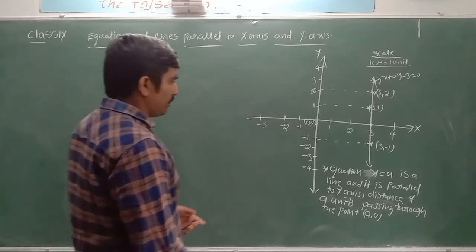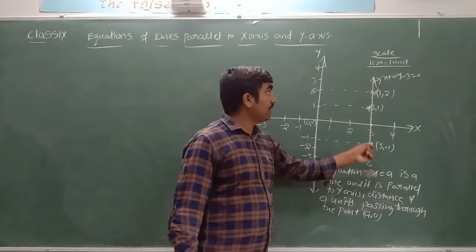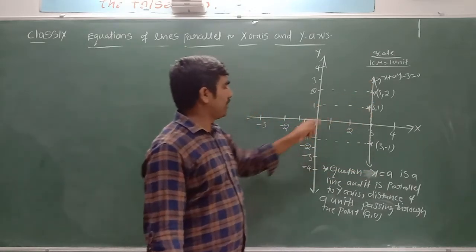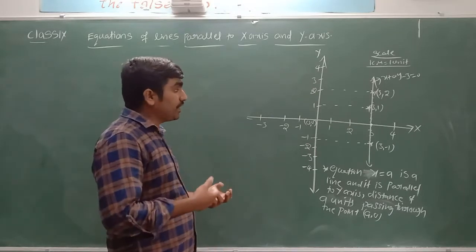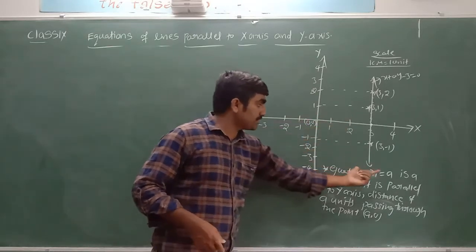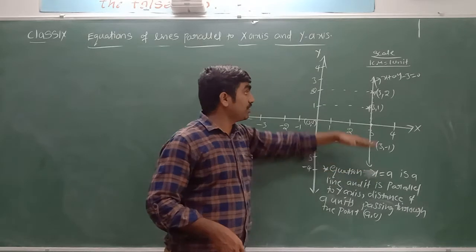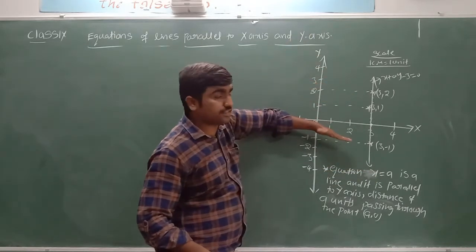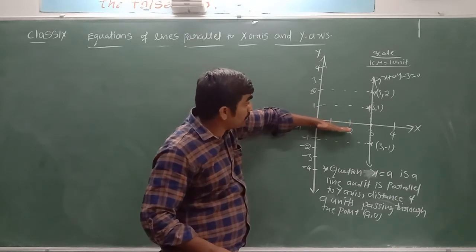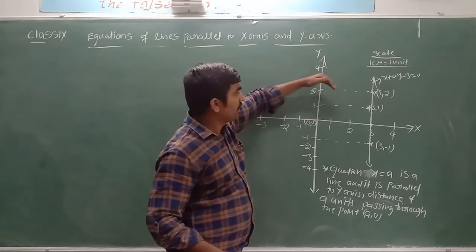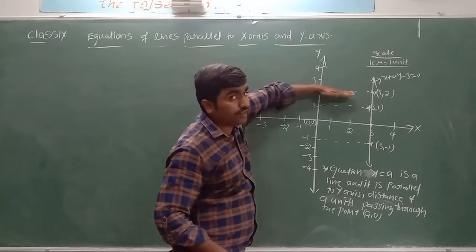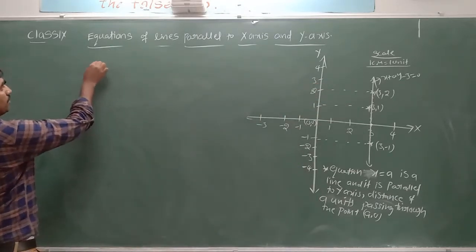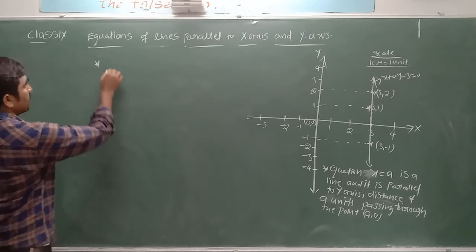See here, when the equation is x equal to a, it is parallel to the y axis. Then how can I write the equation of a line parallel to the x axis? When y is equal to a, if I take y is equal to 2, it is parallel to the x axis, it is 2 units away from the x axis, and it is passing through the point 0 comma 2. From that we can draw one more conclusion.